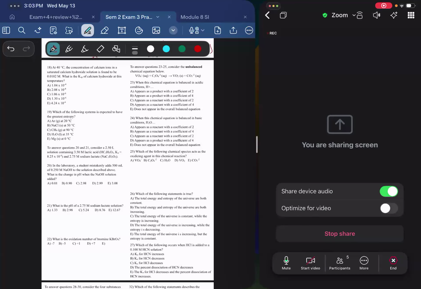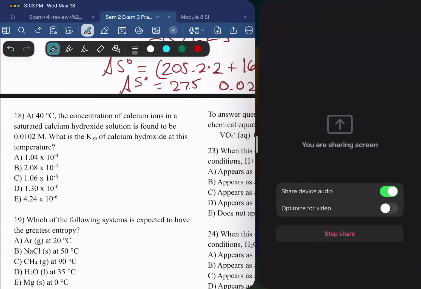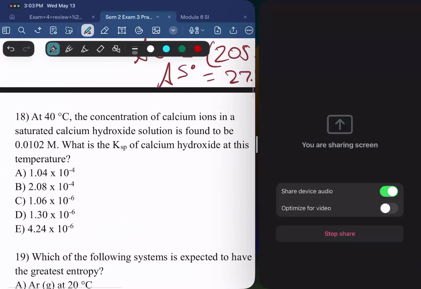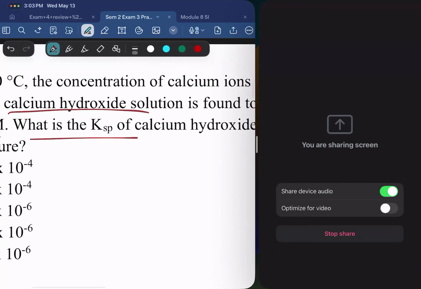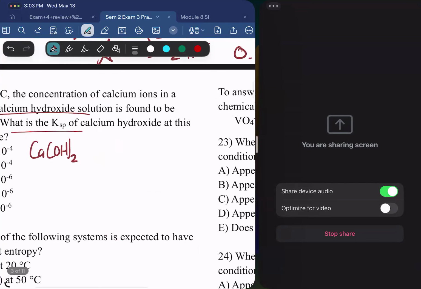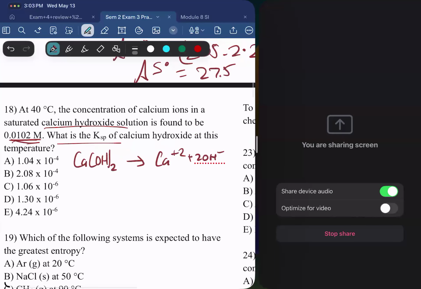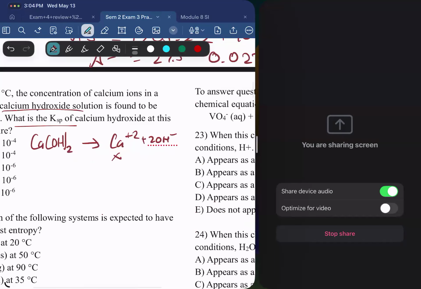Okay, let's go over some of these questions. So number 18, we have calcium hydroxide and we have the concentration there. And they're asking to find the Ksp. When you do this, you want to write out the dissolution of this, right? So calcium hydroxide dissolves and forms Ca2+ plus 2OH-. And if this is the solubility of calcium hydroxide, that also equals the X value.